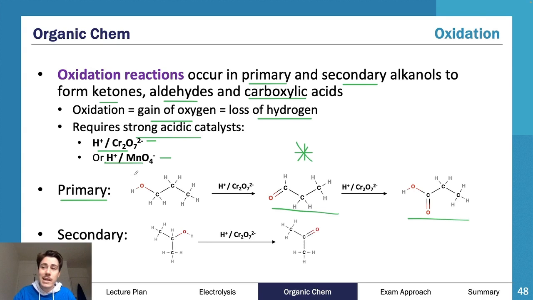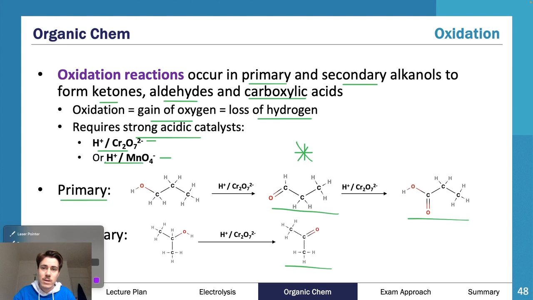Really importantly, secondary alcohols form ketones. Now, they do not form carboxylic acids. Why is that? Because it's not possible to add another bond here to do an OH. It's already saturated in its bonds. It cannot drop a hydrogen. There's no hydrogen to drop. So therefore, it's not possible. So this just goes to a ketone.